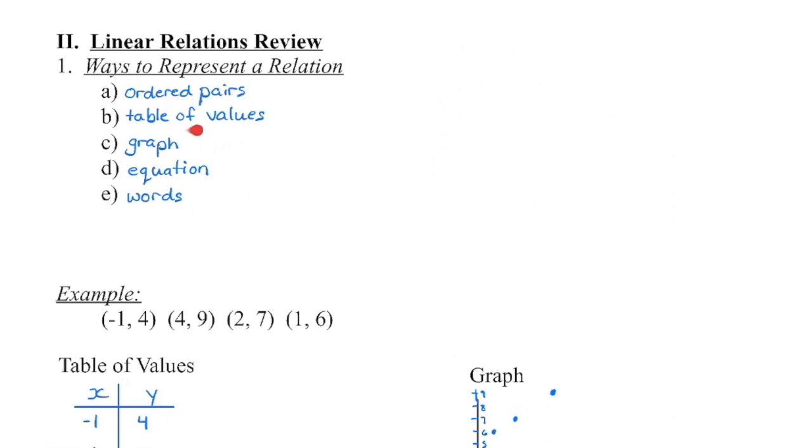All right, some of the ways we can represent a relation are with ordered pairs, with a table of values, with a graph, an equation, or we can write it out in words. I'm going to start by taking 4 ordered pairs here, and we know each of these represents a coordinate point on a graph, hence the round brackets. That tells us those are specific points.